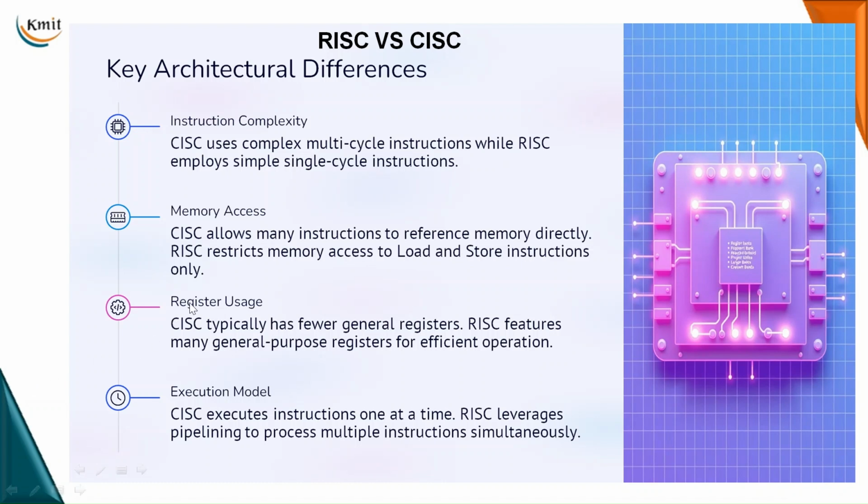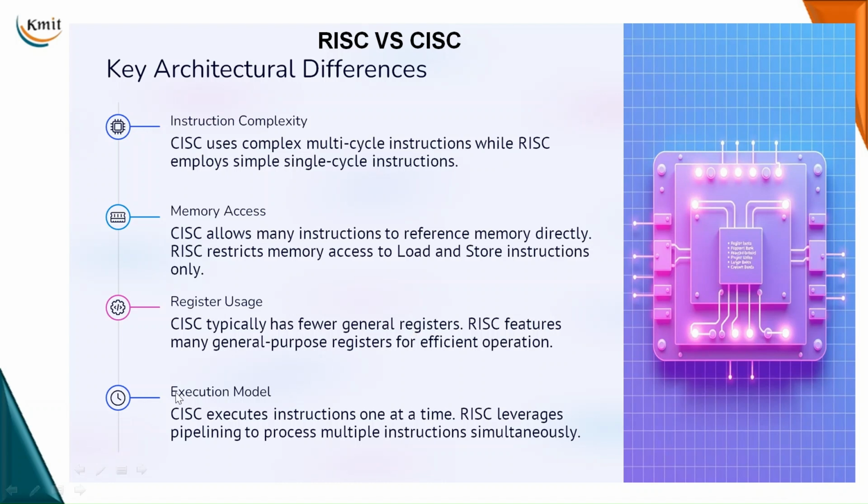Coming to register usage, since you cannot perform operations directly on the memory, RISC uses more general purpose registers for efficient operation. Whereas CISC doesn't require many registers, so it uses very few general purpose registers as the operations are directly performed on the operands stored in the memory locations.